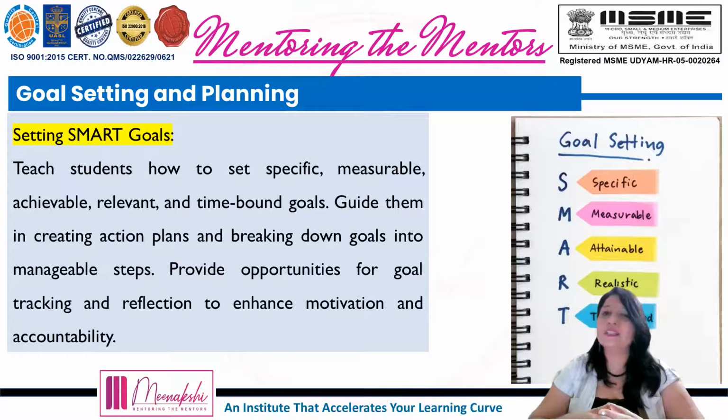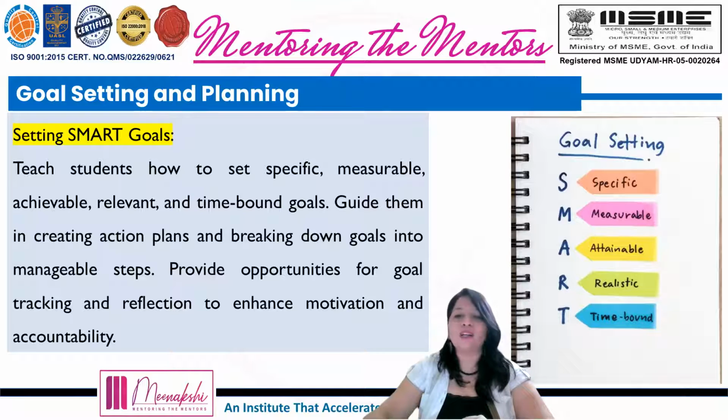Now, the streams and subjects are not divided in silos. So we need to guide and mentor them to make informed choices, to set smart goals. Now, for understanding smart goals, S stands for specific, M for measurable, A for attainable, R for realistic, and T for time bound.